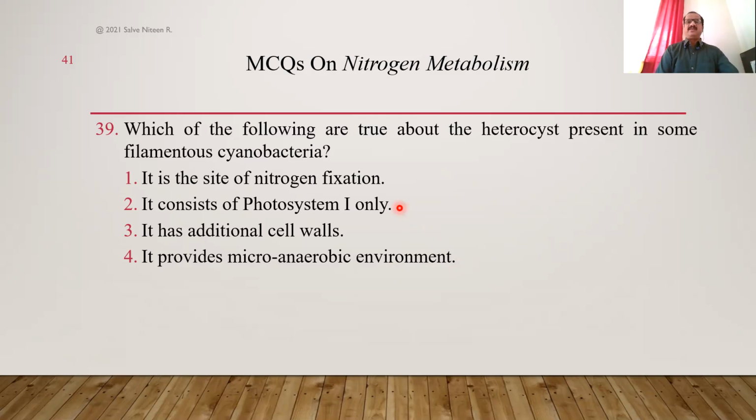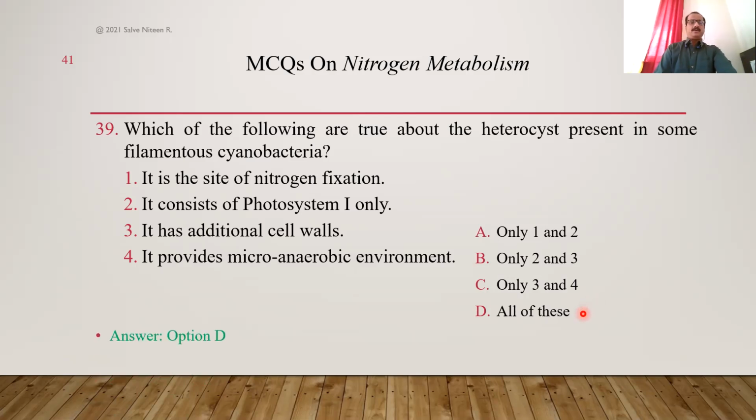because the enzyme nitrogenase is very sensitive to oxygen, and here there is no provision for leghemoglobin. So they have to provide some structure like this heterocyst, which will give micro-anaerobic conditions for nitrogen fixation, for proper functioning of the nitrogenase enzyme. So all of these are correct here. When you see the options, you will get a clear picture of the correct answer. D is the correct answer, all of these. Option D is right.